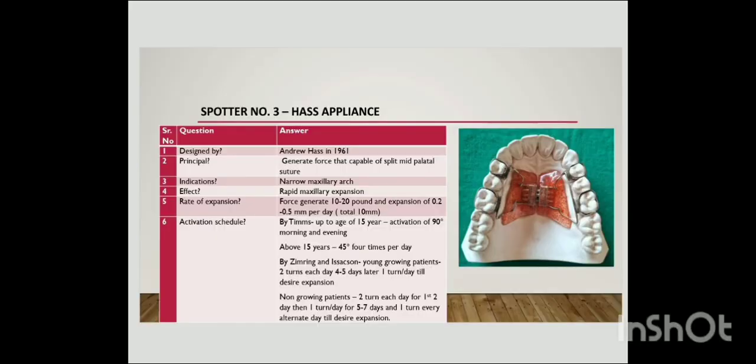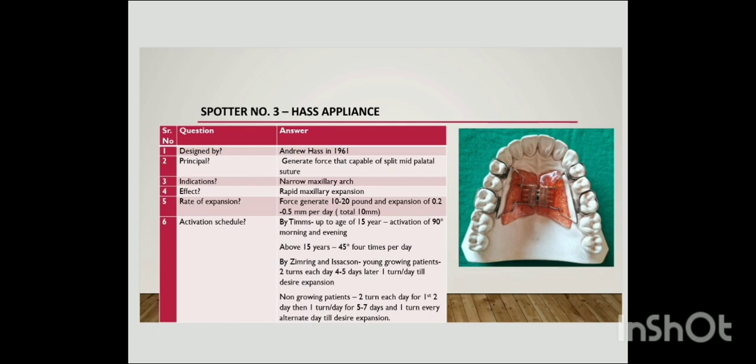Now, the next spotter is Haas appliance. Haas appliance is designed by Andrew Haas in the year 1961. The principle of the Haas appliance is that it generates forces that are capable of splitting the mid-palatal suture. Indications: narrow maxillary arch. Effects: it will create rapid maxillary expansion, and the rate of expansion is, the total force generated is 10 to 20 pounds and the expansion of 0.2 to 0.5 mm per day. The total expansion is 10 mm.